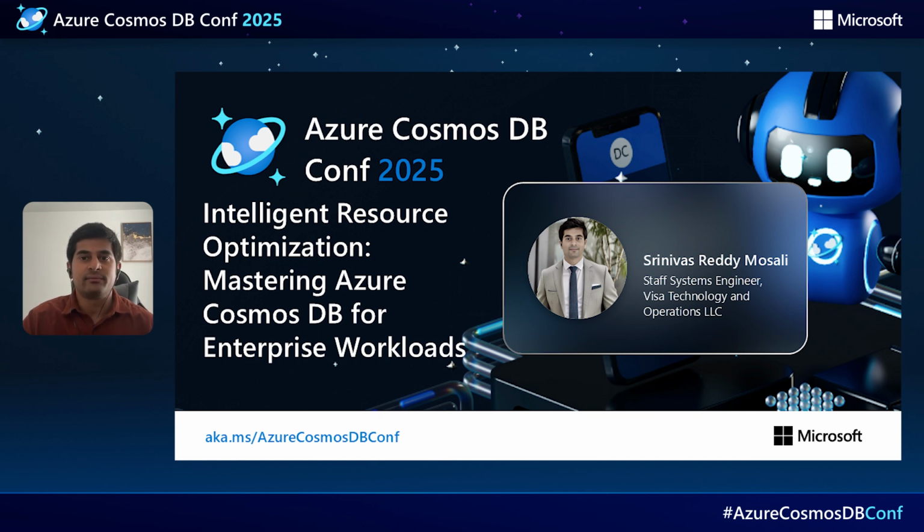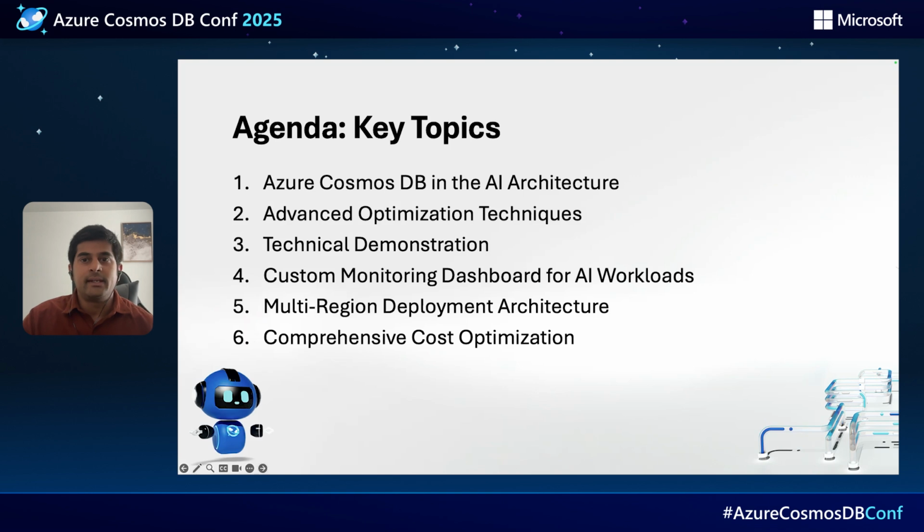In today's session, we'll explore how Azure Cosmos DB helps optimize resources for enterprise AI workloads. We will discuss how it supports AI models, improves efficiency, and ensures seamless performance at scale. So these are the key topics we will go through in this particular session.